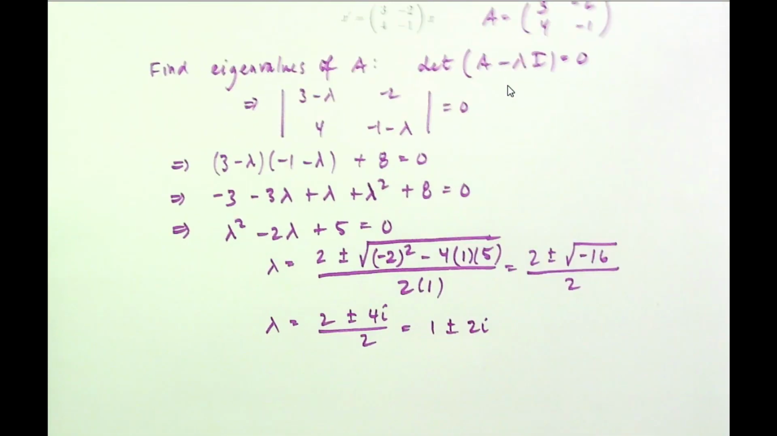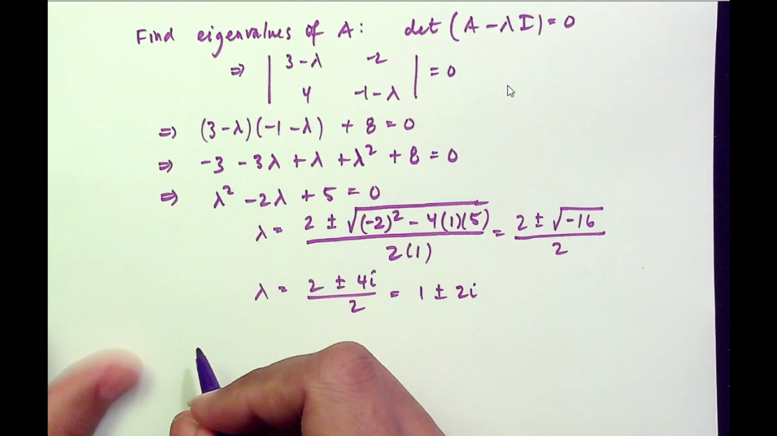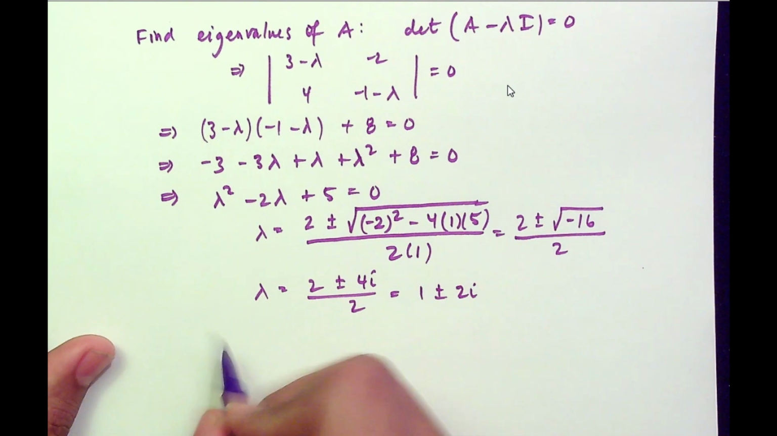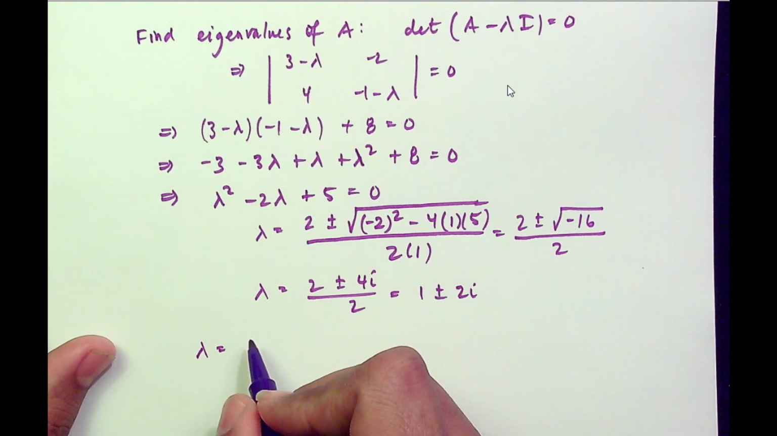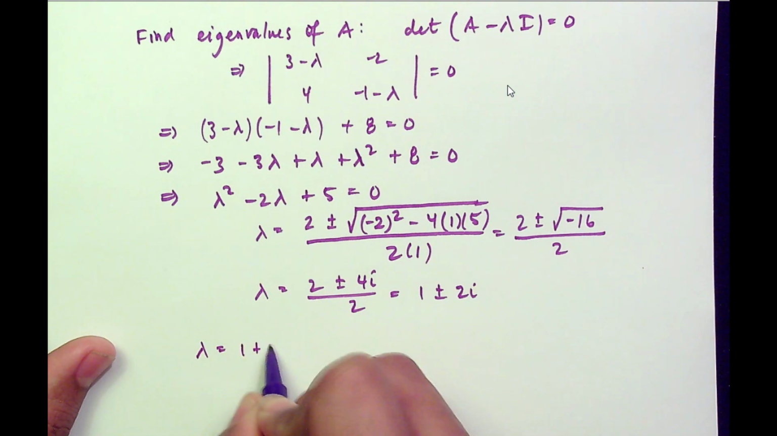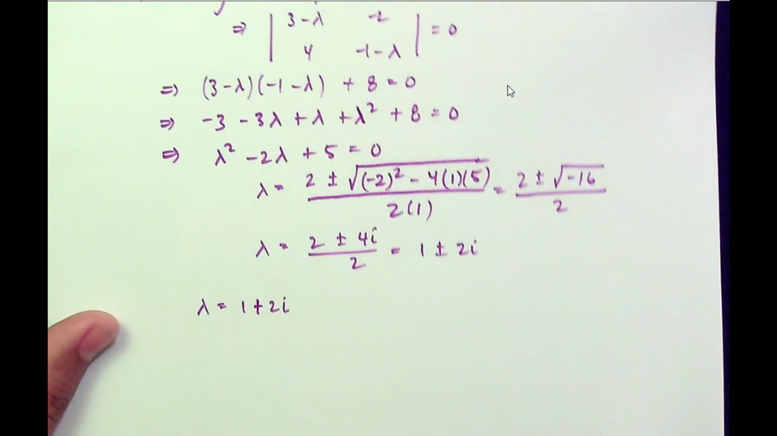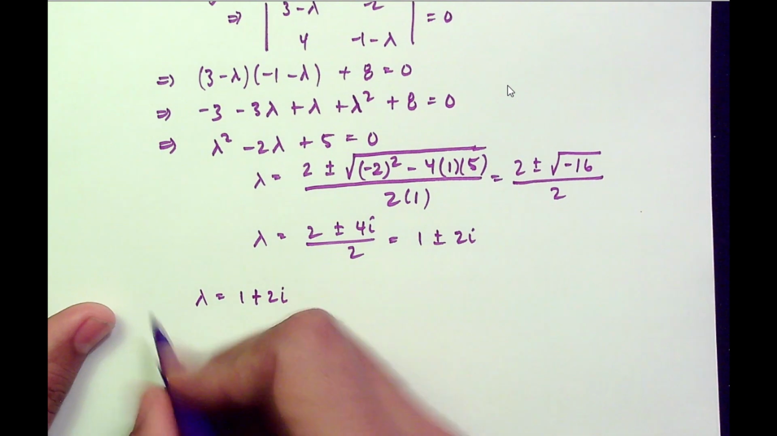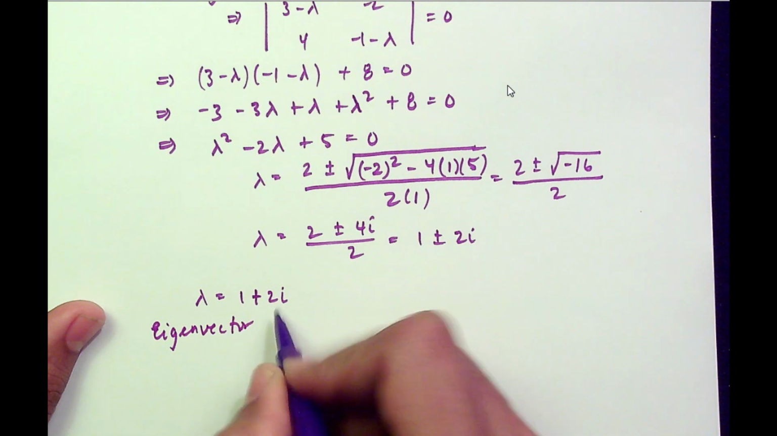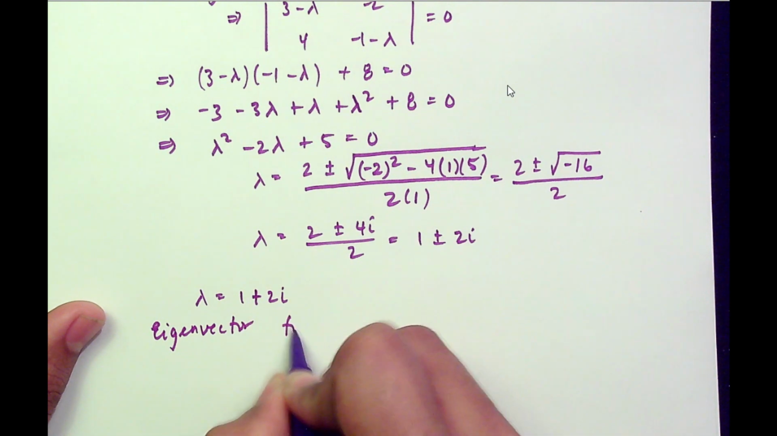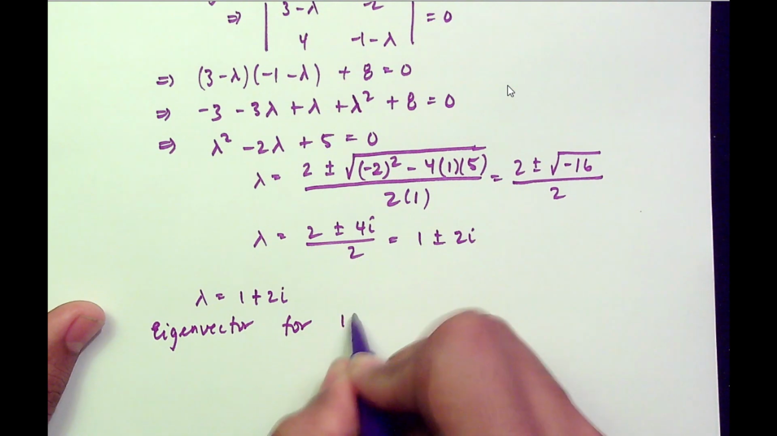So those are the eigenvalues. And then we choose one. Again, you can choose either one. I'm going to choose the one that uses the fewest negative numbers. I'm going to use 1 plus 2i. All right, so now we find the eigenvector for 1 plus 2i.